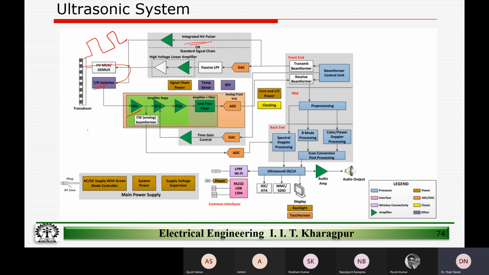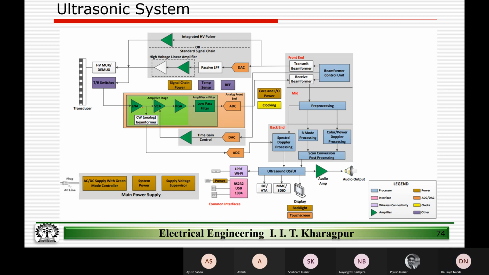What is an LNA? It's a low noise amplifier, because the sound waves being received by the transducer will create small voltage signals which need to be amplified. And why does it need to be a low noise amplifier? Because the signals generated will be in the millivolt range, and the noise of the amplifier itself should be much smaller than the signal level, right? Otherwise the SNR, the signal to noise ratio, will be messed up. So we need an LNA right at the beginning here.